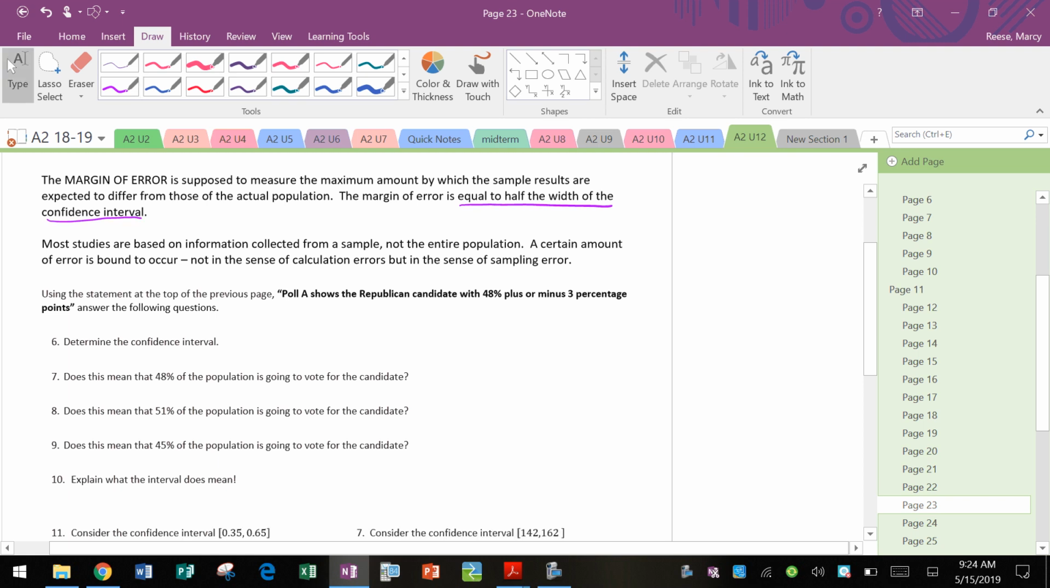Okay, so let's go back to that initial statement. Poll A shows the Republican candidates with 48% plus or minus 3 percentage points. Answer the following questions. Determine the confidence interval. Easy. We're going to take 48% and we're going to add 3% to it. And then we're going to take 48% and we're going to subtract 3% from it.